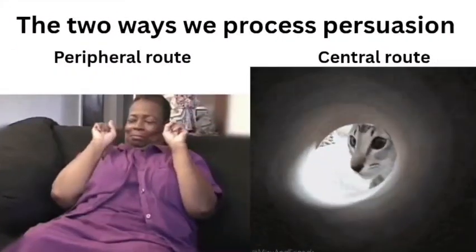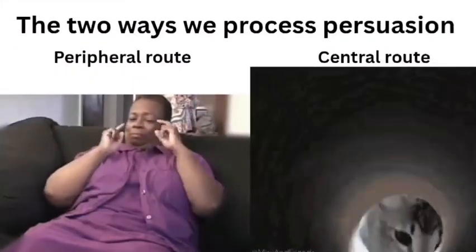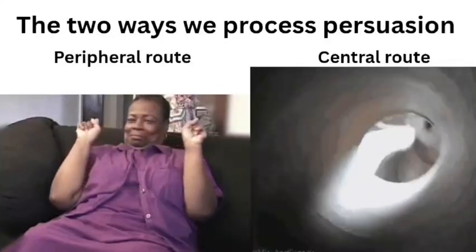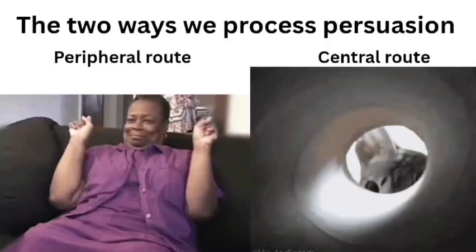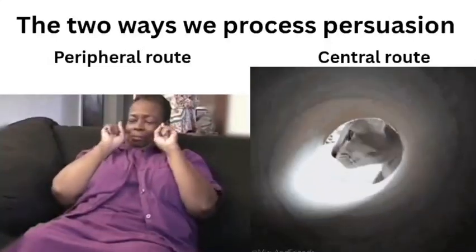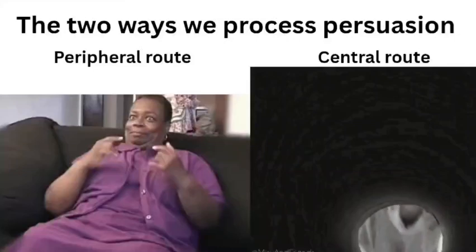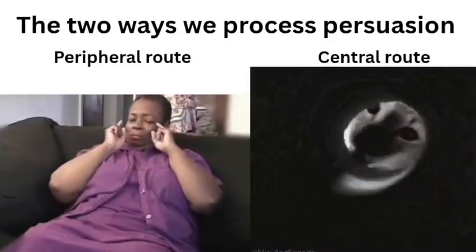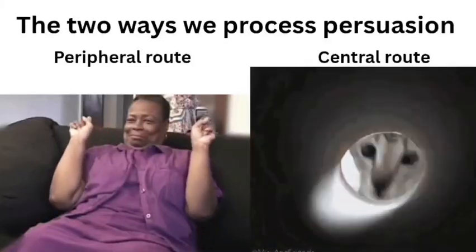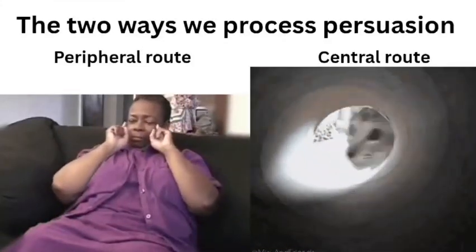So we have 2 ways of processing persuasion. First is the peripheral route, which relies on incidental cues, such as the speaker's attractiveness, which occurs when people are not motivated to think carefully. The other is the central route, which involves focusing on the logical arguments presented and responding with thoughtful consideration, usually when people are motivated and able to think actively about this issue.